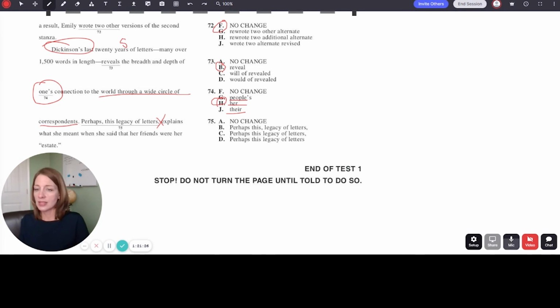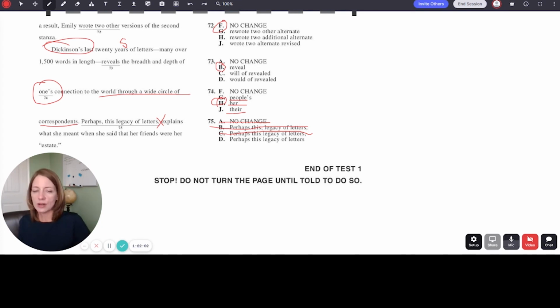Let's try it out and pause it. Perhaps this legacy of letters explains what she meant when she said her friends were her estate. So let's try again. No, I don't like that. Perhaps this legacy of letters. No, it's doing it again. No comma between your subject and your verb. I don't like your commas between your subject and the verb. Perhaps this legacy of letters explains.